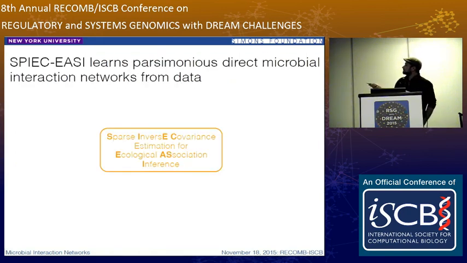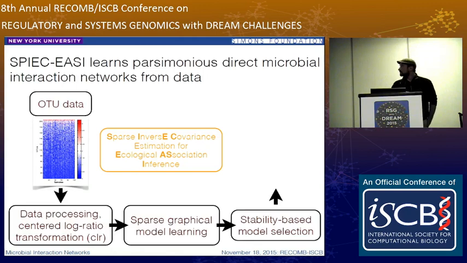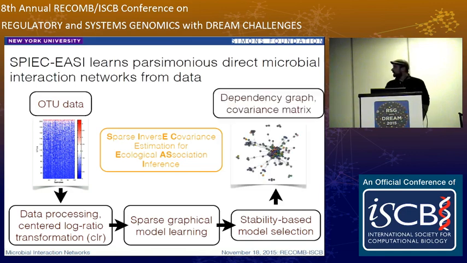So Speakeasy learns parsimonious direct interactions from OTU abundance data. The workflow is like this. You have your OTU data, you pre-process in a specific way such that you take care of the compositional property of the data. Then you learn a sparse graphical model, which is basically based on the lasso. We do stability-based model selection. What you get out of the pipeline in the end is a dependency graph among all the OTUs and a regularized covariance matrix of the abundances.